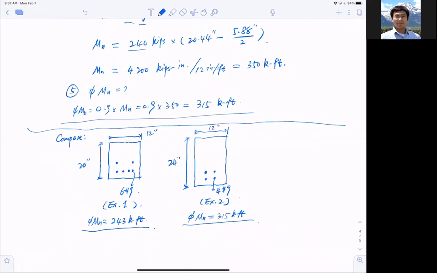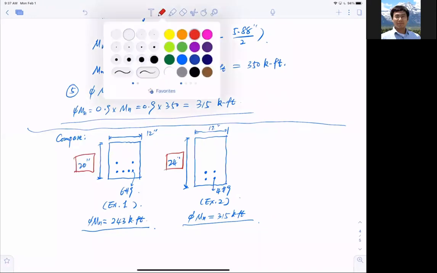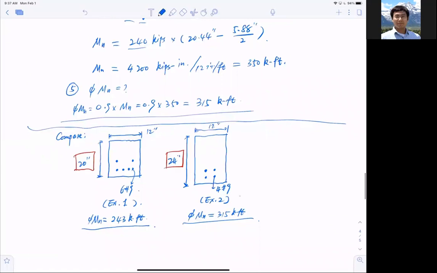Okay, what does that tell you? What does that tell you? It tells me that at least the taller, the better. Okay, the taller, the higher capacity. So it is easier to increase the design strength phi Mn by increasing the height of the section.